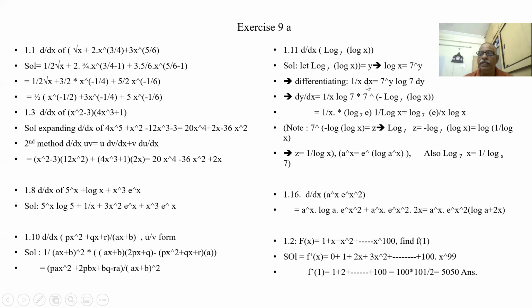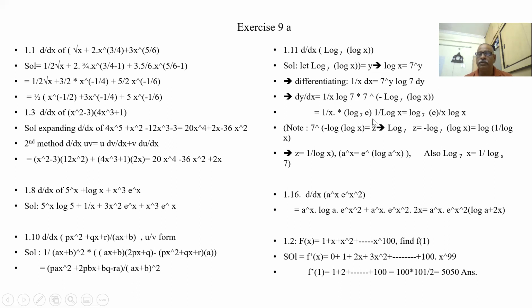So here dy by dx is equal to 1 by x, this whole thing coming to bottom. Log 7 is coming to bottom. 7 to the power of y also coming to bottom. So 1 by x into 1 by log 7 becomes log e to base 7 when it comes to numerator. Here 7 to the power of y in the denominator comes to numerator as minus 7 to the power of minus y log 7. What is y? Y is log x. So minus log 7 log x.